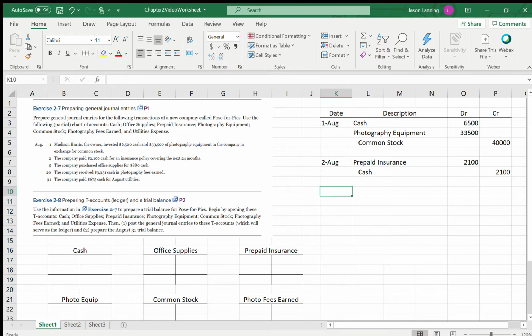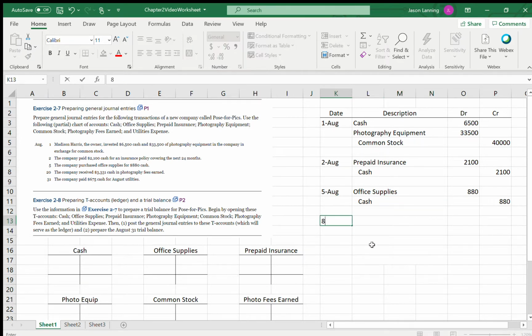On August 5th, the company purchased office supplies for $880 in cash. From the company's perspective, and it tells us by the accounts to use, we received office supplies in the amount of $880, and we paid cash for it, so cash being an asset decreases on the credit. So we will credit cash.